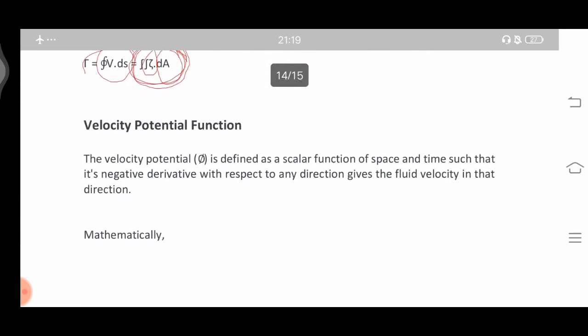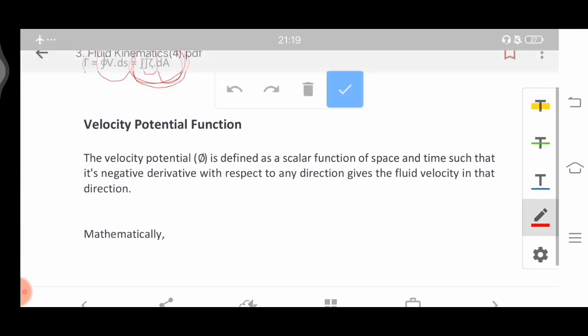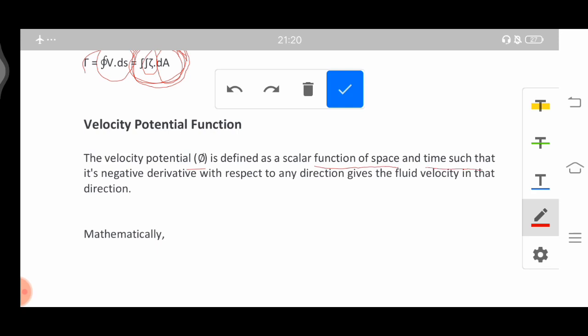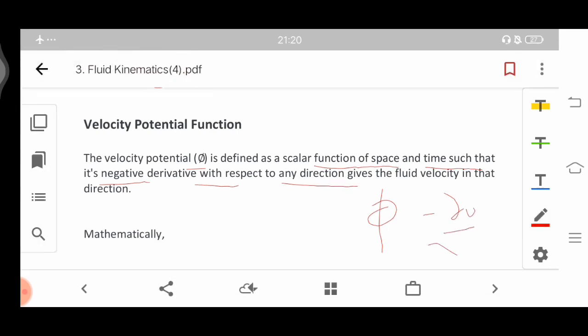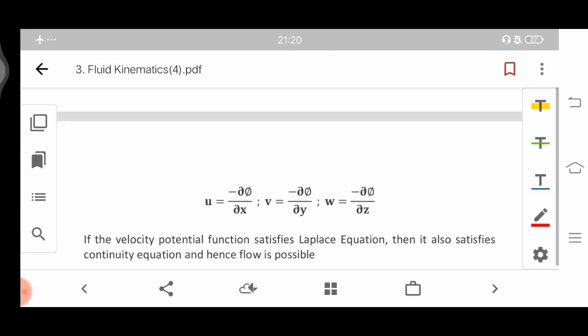Next is the velocity potential function. The velocity potential function, that is phi, is defined as a scalar function of space and time such that its negative derivative with respect to any direction gives the fluid velocity in that particular direction. So it is represented by phi, and it is a scalar function of space and time such that the negative derivative with respect to any direction gives the fluid velocity in that direction.